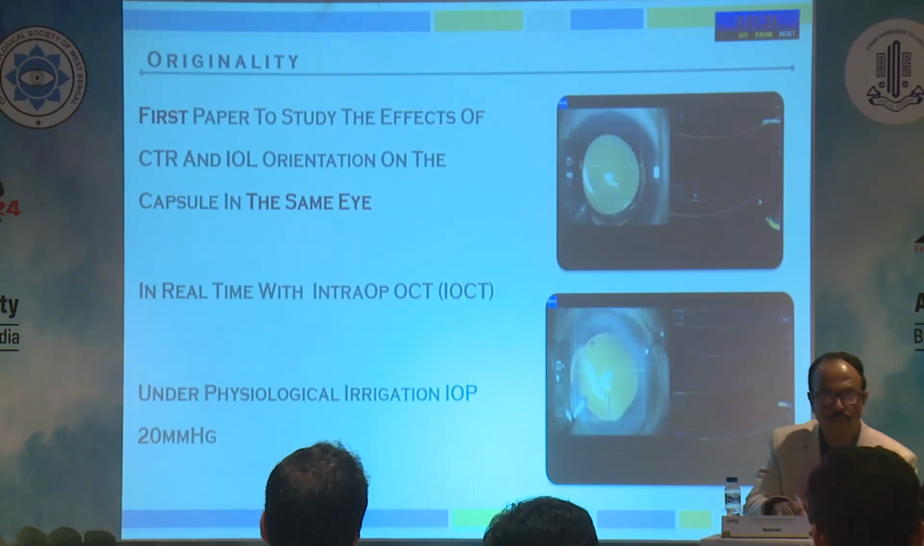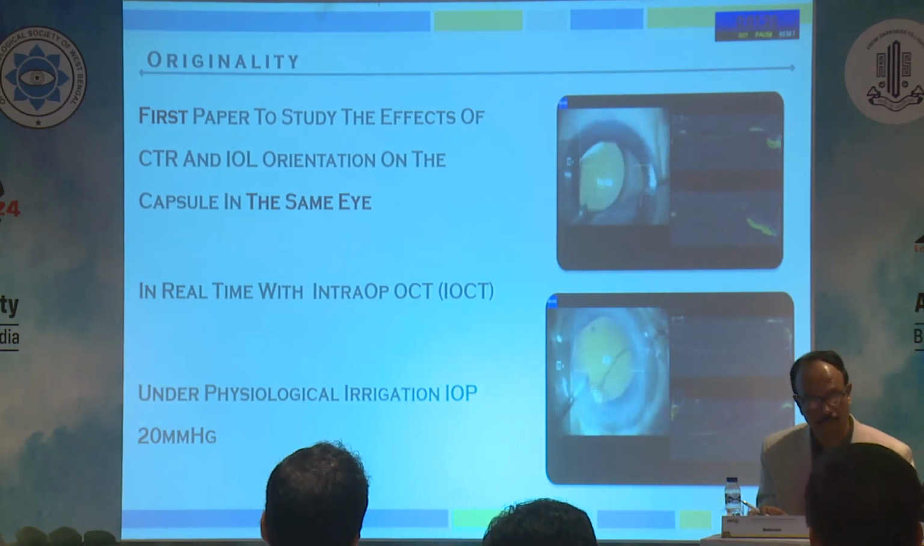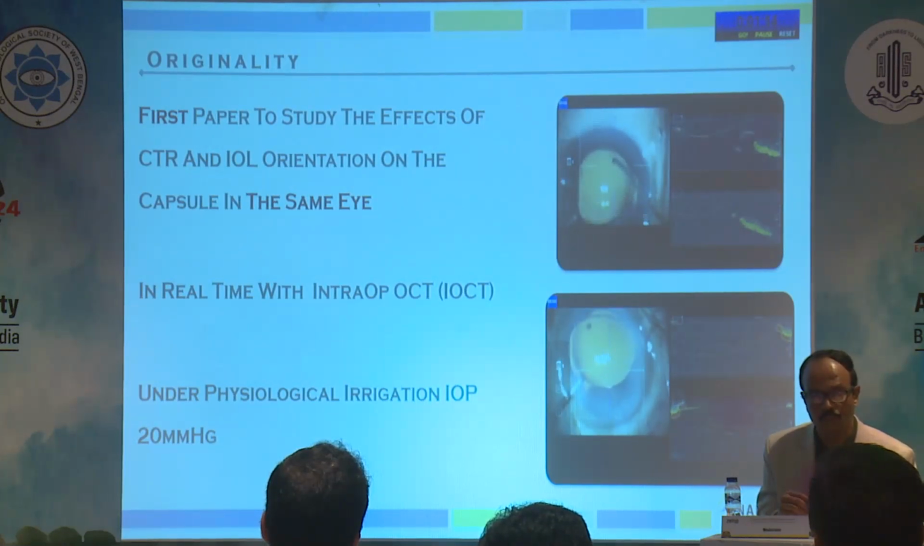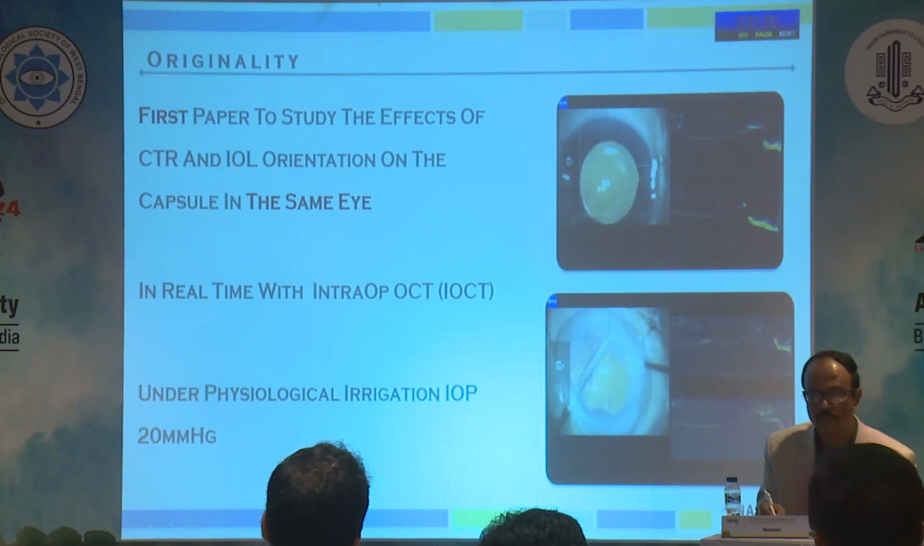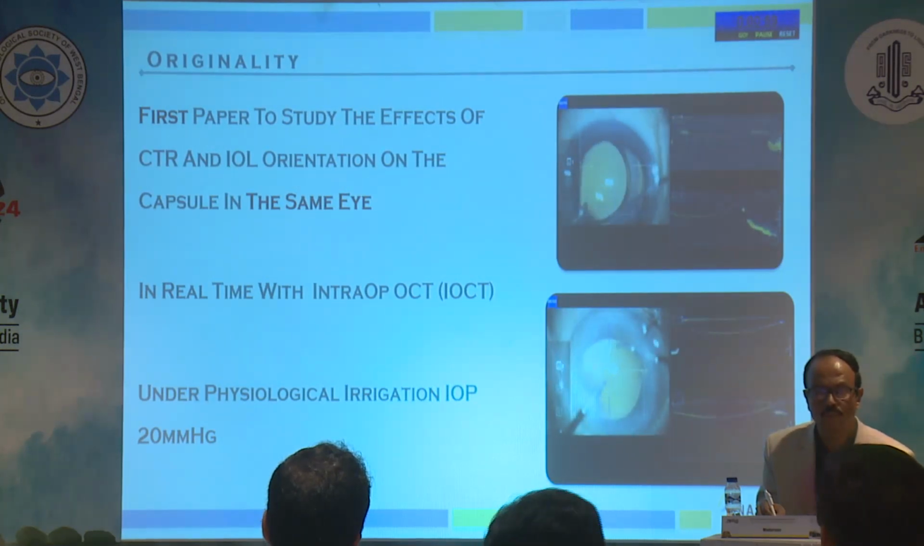So this is the first study which checks the placement of CTR and IOL orientation in the same eye. This was done using a real-time intraop OCT, and all surgeries and the scans were captured under a physiological IOP of 20 mm Hg. If you notice, the irrigation cannula is kept inside the eye with the IOP set to 20 mm Hg to have a more comparable outcome between the two eyes and the two groups.